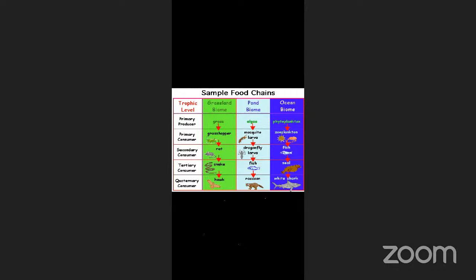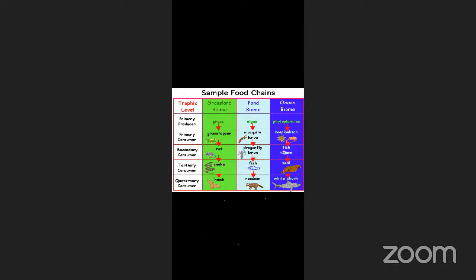Now, to feed on mosquito larvae, dragonfly larva will come. So that is the secondary consumer. Now this larva is eaten up by fish, which is the tertiary consumer. Now, some large animals like raccoons feed on these tertiary consumers like fish. So now raccoons are the quaternary consumers. Okay. Then this is in pond.